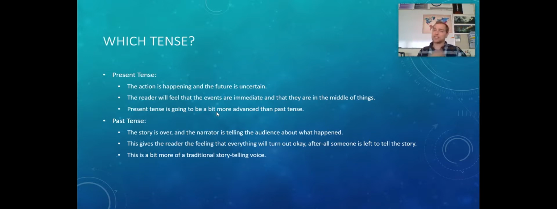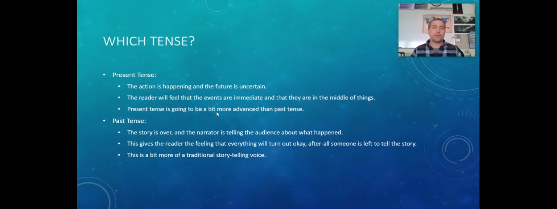So with the past tense, the story is over, and the narrator is telling the audience something that happened. You have, like, this old man sitting down and telling about his past, or somebody may say, "Let me tell you what happened to me yesterday." The story is done, and because of this, oftentimes when you tell a story in the past tense, there's this feeling that everything is going to be okay. I mean, after all, somebody's left alive to tell the story, so it couldn't have gone all bad. The narrator is going to survive. We know because they're in the future telling us the story of the past.